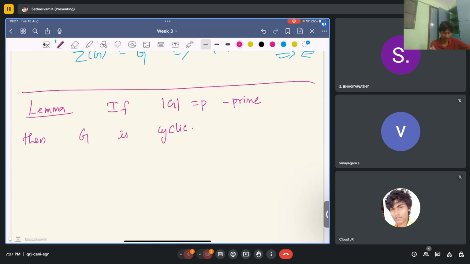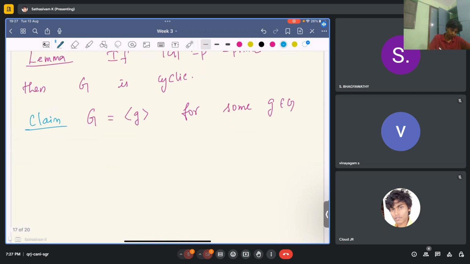Okay, so how do you prove it? G cyclic means what I want to say is that G is generated by some element g. That is what I want to prove. So this is my claim. Okay, but how do you prove it?